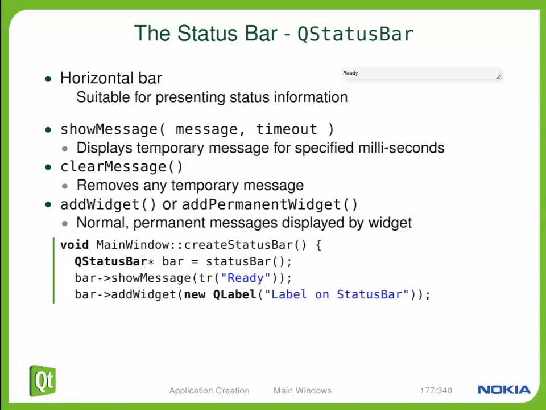Or you might add a widget. You might add a permanent area of the scroll bar, which might show the row and column of the cursor of the document that the user is editing. These are all things that you can do with QStatusBar. QMainWindow is going to make sure that there's only one status bar and it appears at the bottom of the application.